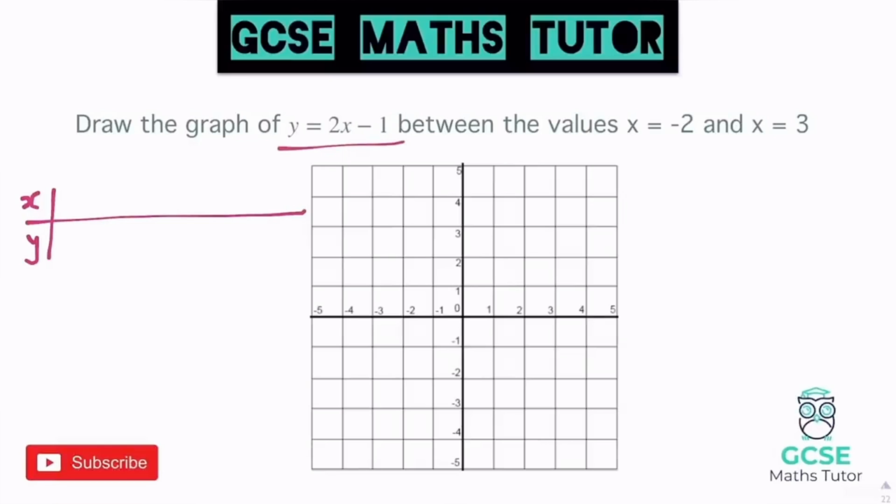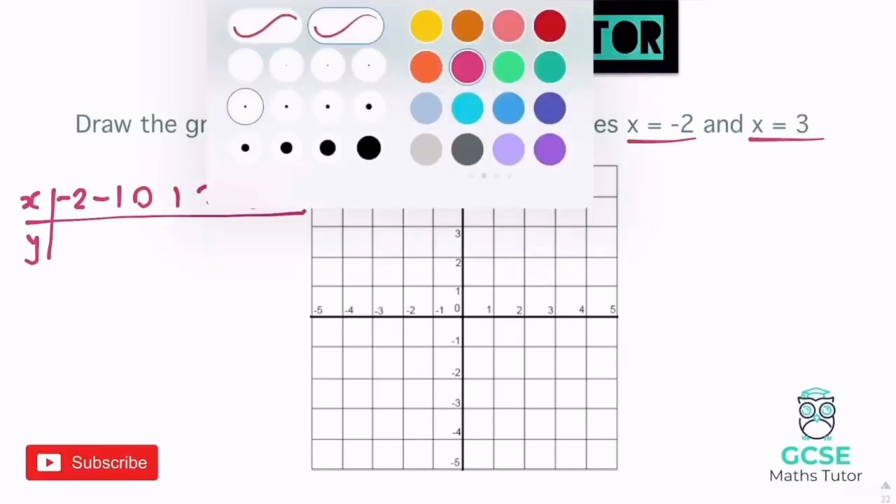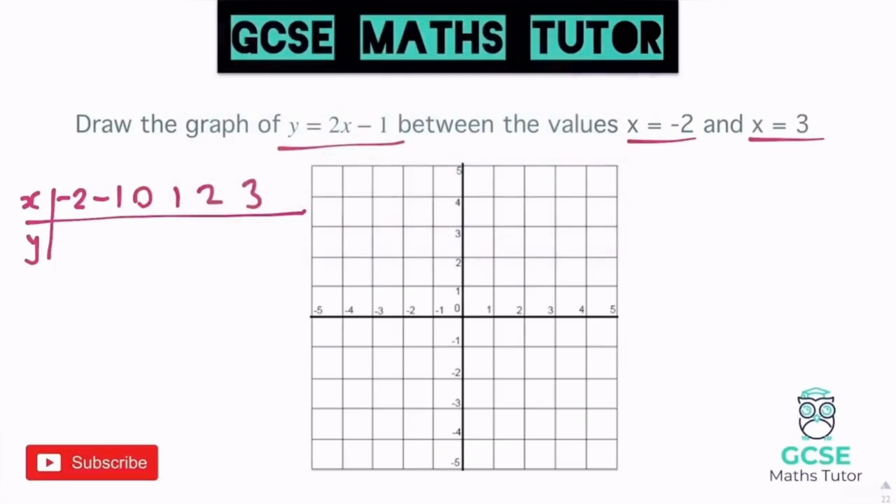Now it says between minus 2 and 3. So if I'm going to do a little table, I'd do minus 2, minus 1, 0, 1, 2, and 3. And all I've got to do is double them and take away 1 as the equation says. So if I start at the end with this positive number, double that is 6, take away 1 is 5, double 2 is 4, take away 1 is 3, double 1 is 2, take away 1 is 1.